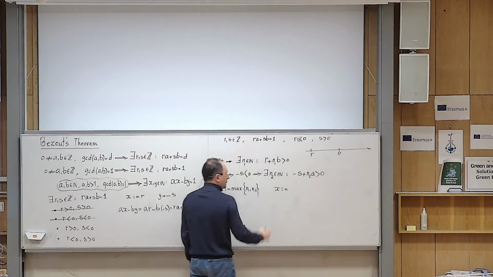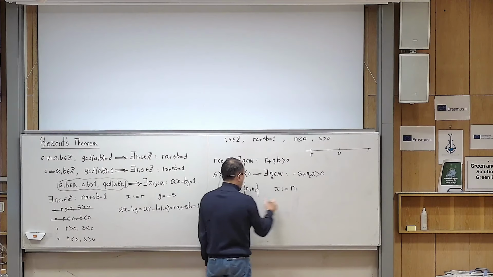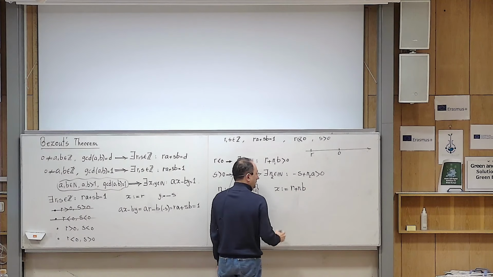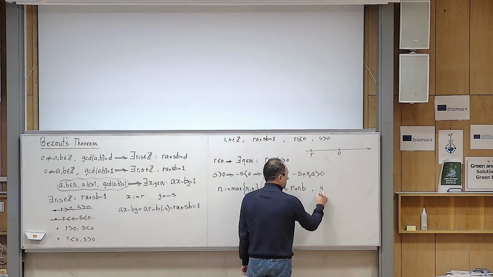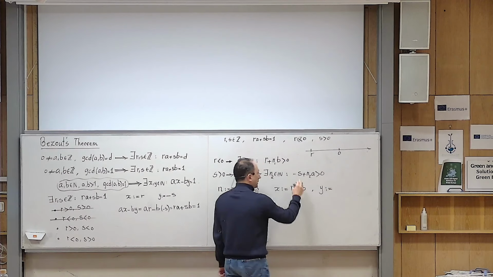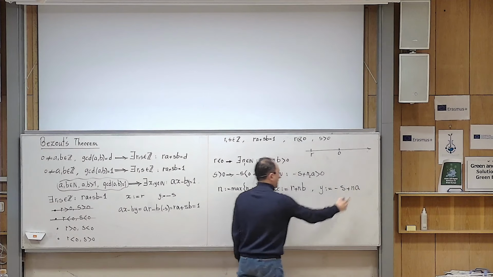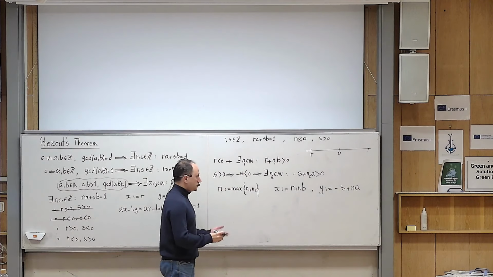I define x to be r plus n, the n that I just defined, multiplied by b, and I define my y to be minus s plus n times a. N is again this one. Let us see what happens.